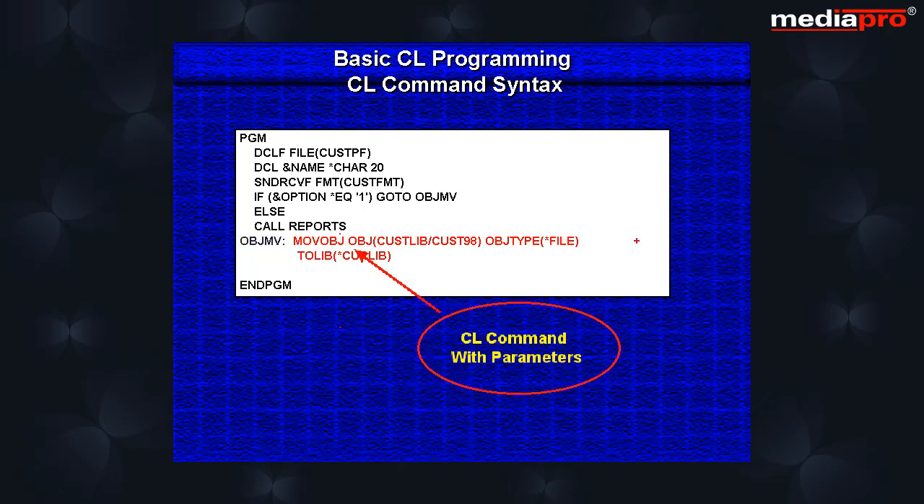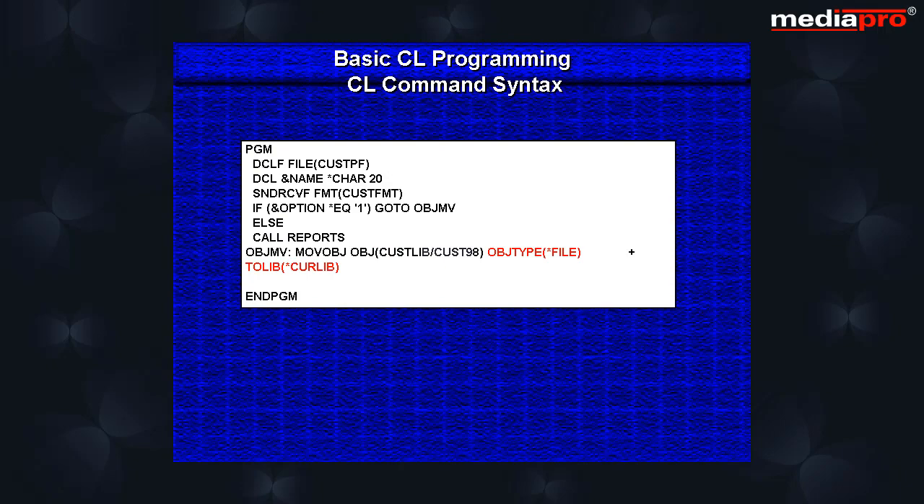The next entry is the name of the command itself, move object, followed by the command parameters. The first parameter that we have is obj, that is used to identify the object to be moved. In this case, cust98. obj is called the keyword and cust98 is the value for the keyword. We specify the remaining parameters in a similar manner.